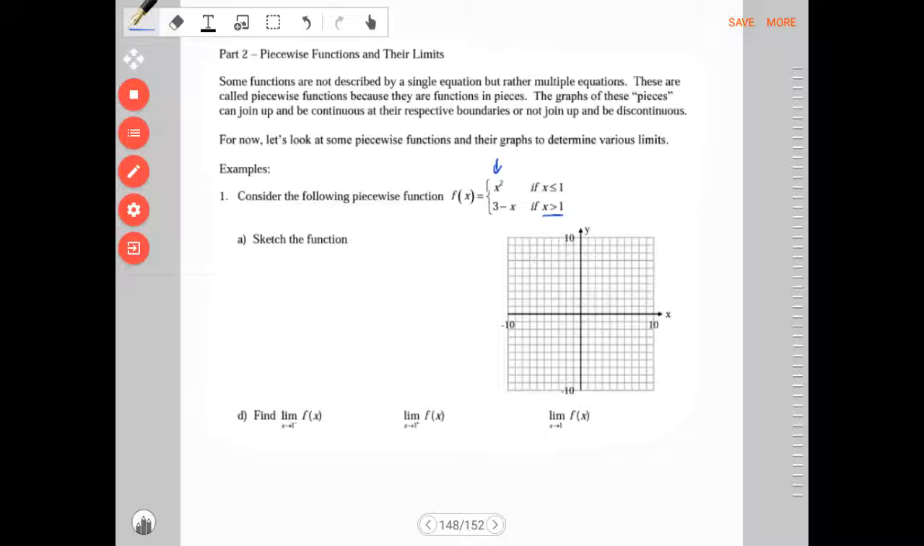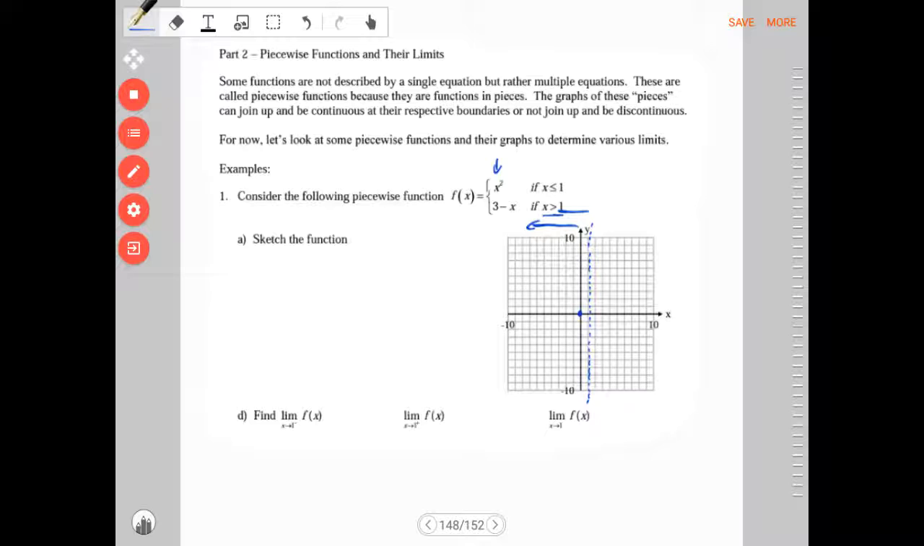So here's how we can do this. I always like to draw the boundary line. The boundary line is x equals 1, so that's this line here. It's not so much an asymptote. It's just where the piecewise function breaks. For less than or equal to 1, so this side of the graph, the function is x squared. Well, what does x squared look like? It's a parabola with a vertex at 0, 0.